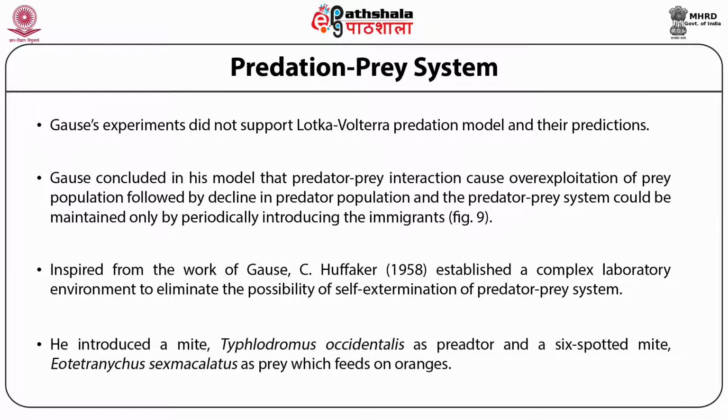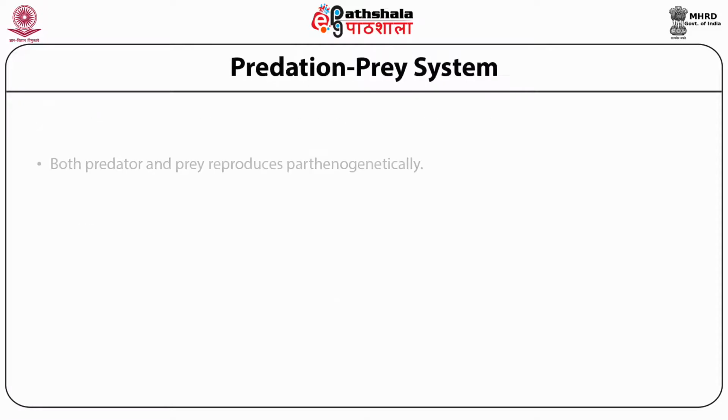He introduced a mite, Typhlodromus occidentalis, as predator and a six-spotted mite, Eotetranychus sexmaculatus, as prey which feeds on oranges. Both predator and prey reproduce parthenogenetically.